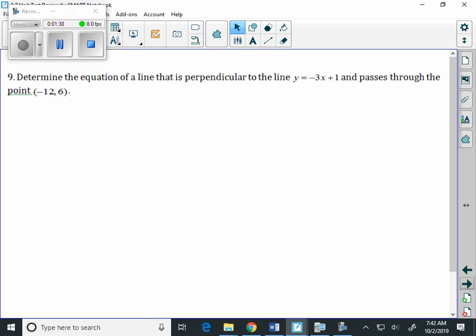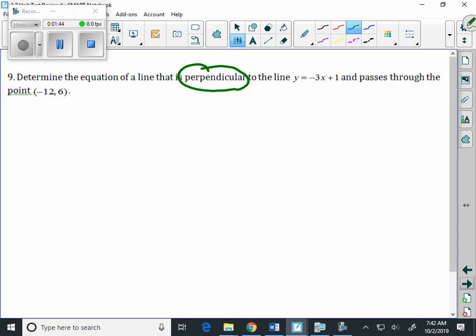In contrast here, determine the equation of the line that's perpendicular this time to the line y equals -3x plus 1 and passes through that point -12, 6. We can still identify our slope of this line because the equation's in slope-intercept form. Solve for y, the number for the x is our slope.